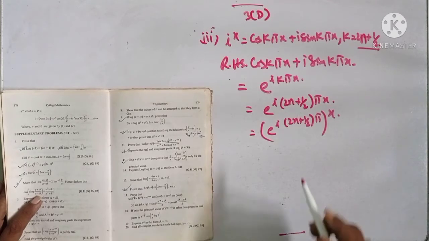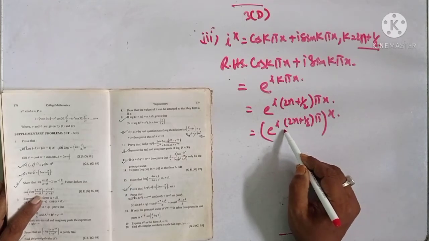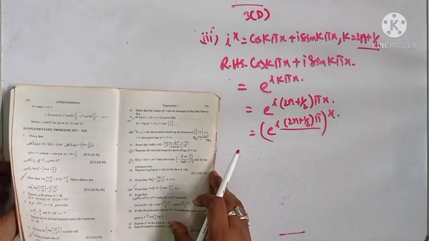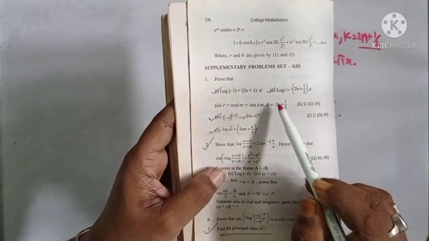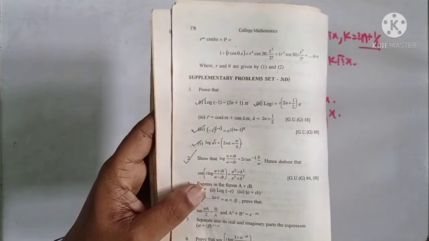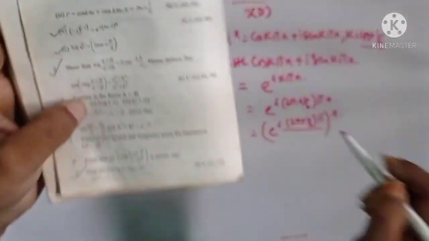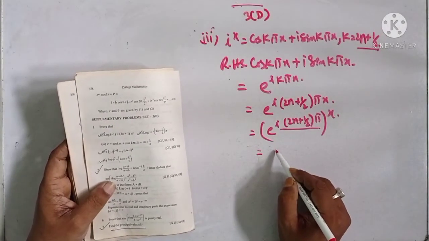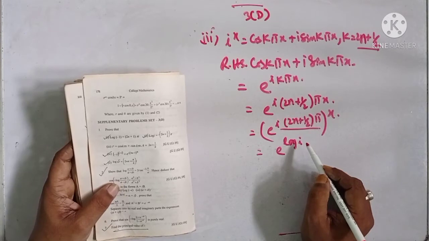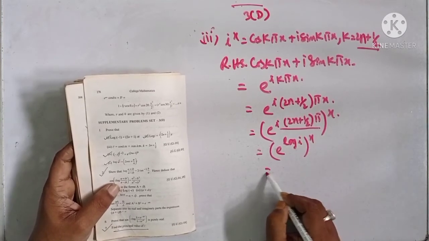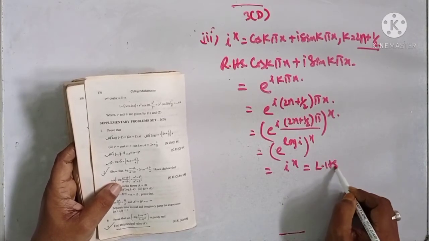The value of this, we have already calculated. The value of this is log i. You have already calculated it. So this will be e to the power of log i, to the whole power x. So this will be i to the power of x. So this is the left hand side. So this is proved.